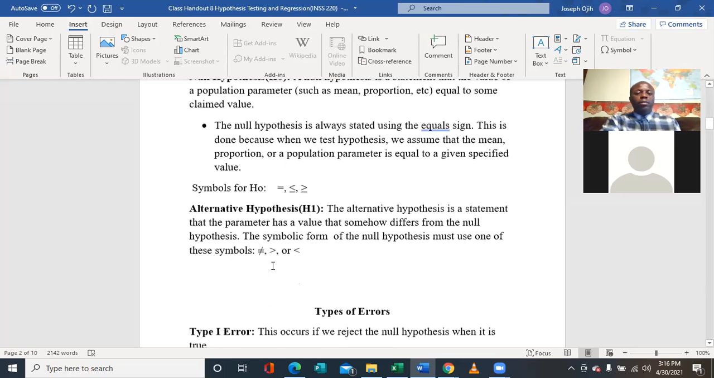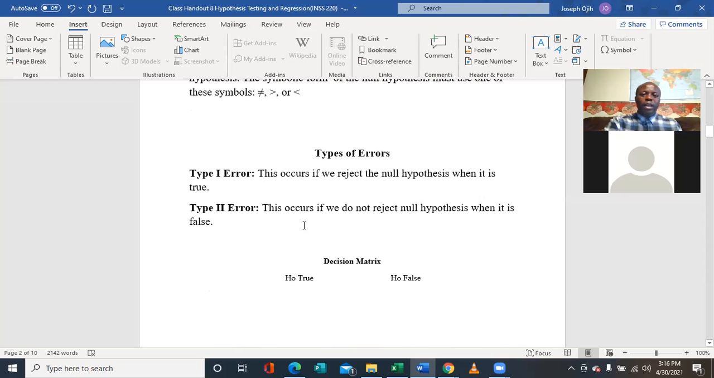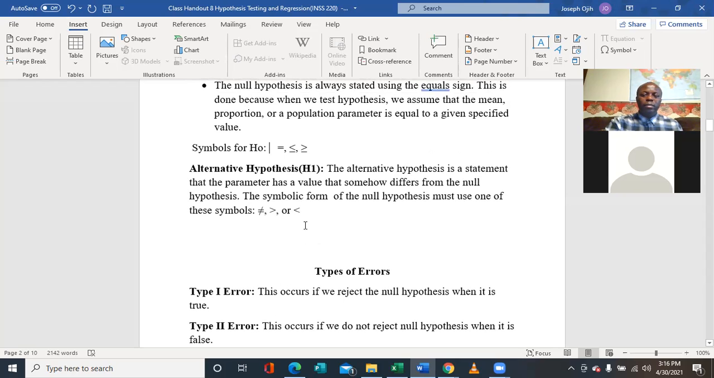Now, the alternative hypothesis just says the opposite of the null hypothesis. For that, we use these symbols: not equal to, greater than, or less than. This means that you cannot use the not equal to symbol in the null hypothesis. You cannot use the greater than symbol in the null hypothesis; instead, you use greater than or equal to. Also, you cannot use less than in the null hypothesis; instead, you use less than or equal to, and vice versa. Now, any question on that so far?